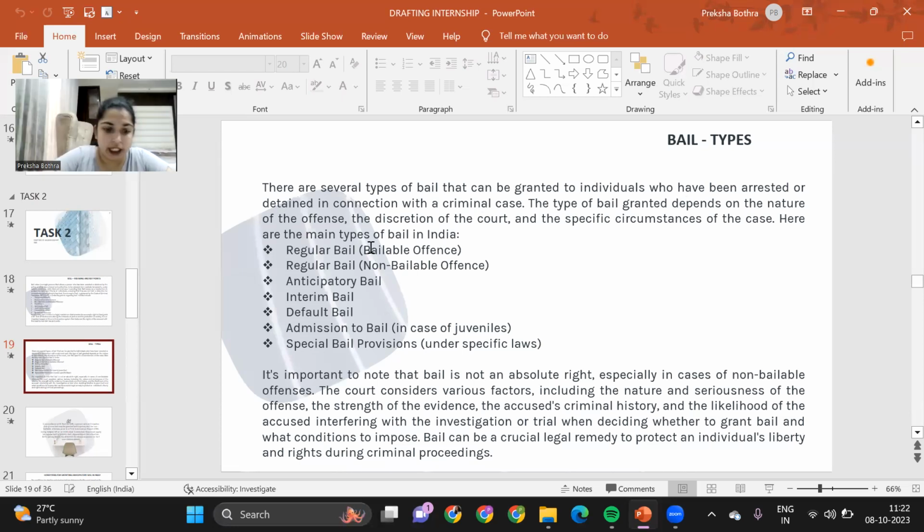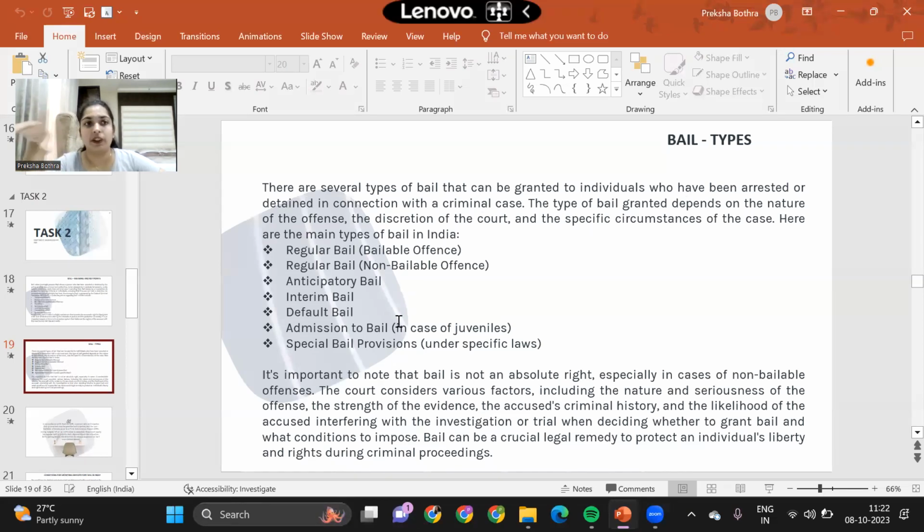So bailable offenses, the regular bail granted for bailable offenses is again on the discretion of the court. The accused must provide a personal bond to the court as well as sureties before he takes the regular bail for a bailable offense.